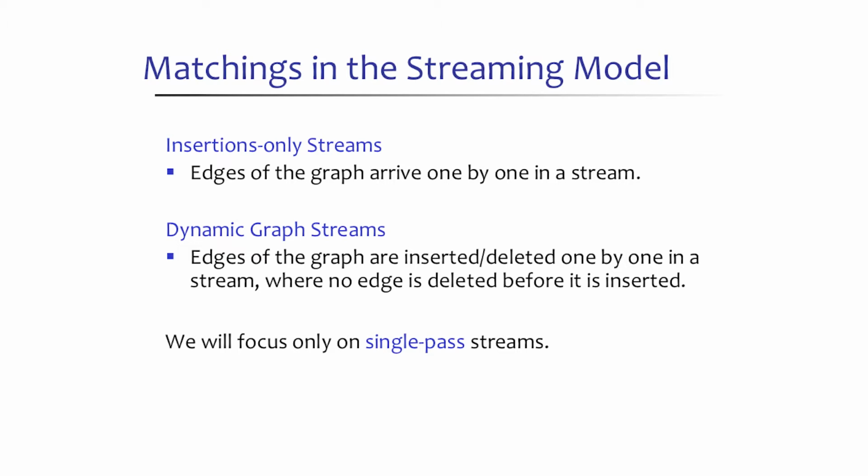And the second model is where the edges of the graph are also revealed one at a time, but I am allowed to delete edges. So I can insert edges and delete edges, and at each step I tell you an edge which is going to be inserted or deleted in the graph. Throughout this talk, I am just going to focus on single pass streams. That means the algorithm will get to see the data just once.